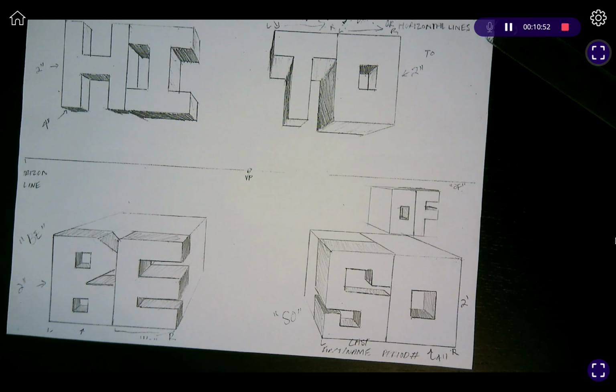So that's how we start creating our block letters. Thank you. Go ahead and try a few on your own.